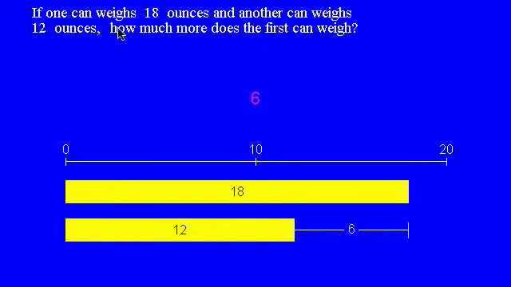For example, if one can weighs 18 ounces and another can weighs 12 ounces, how much more does the first can weigh? Again, a clue that it's either addition or subtraction is that there's just one name. Ounces with 18 and ounces with 12. So how much more when it's in the question part is generally subtraction. So 1 is 18, 1 is 12. How much more is this? It's 6. 18 minus 12.